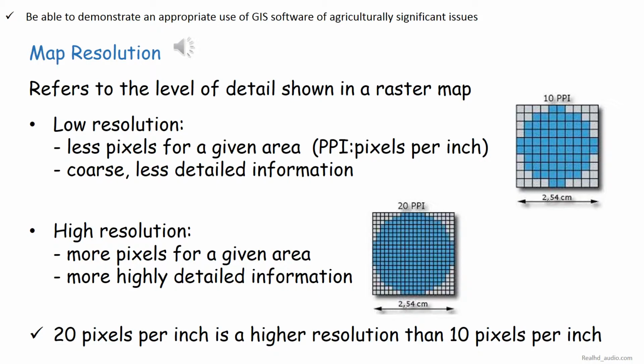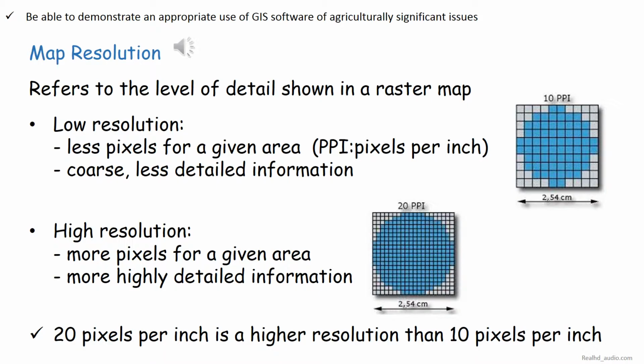In this particular slide, we will discuss map resolution, which refers to the level of detail shown in a raster map. The level of detail shown in a raster map is based on pixels and pixel size. Whenever a pixel is shown on a map, it is actually showing one value for that particular pixel area. So if the pixel area covers 1 meter, it will find out the average value for that 1 meter squared, and it will present that as just one value over that 1 meter squared.